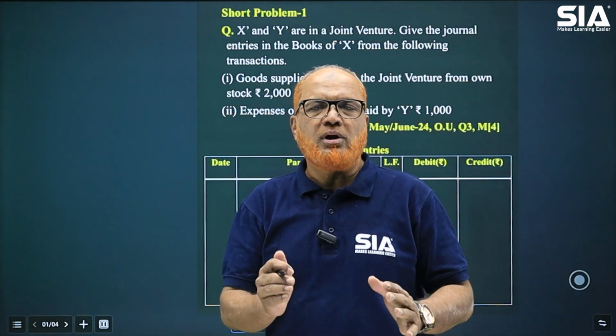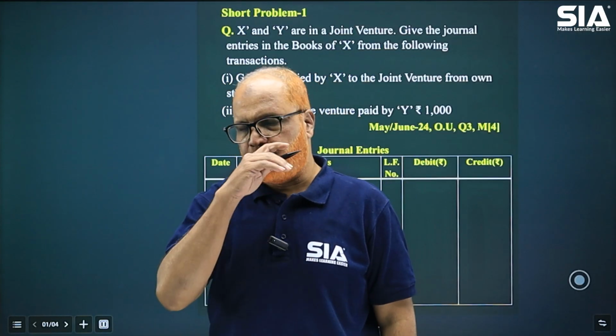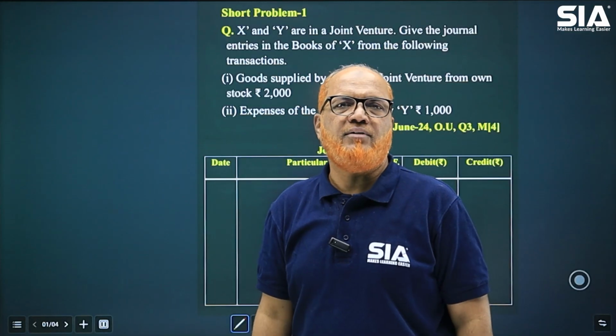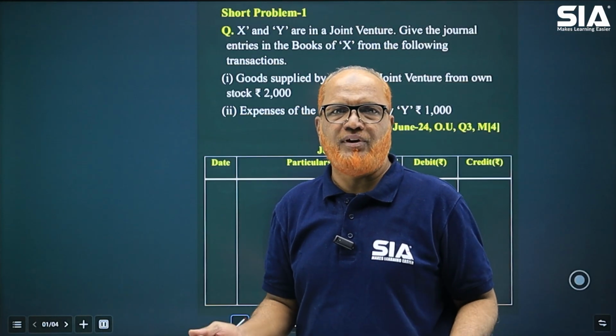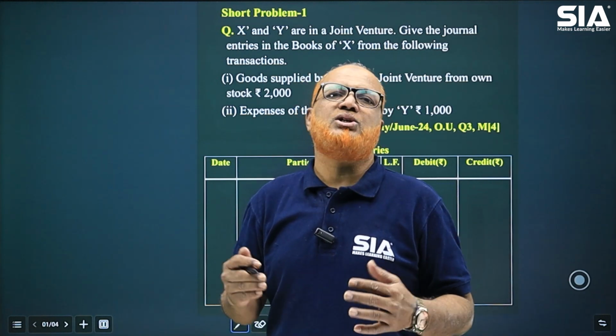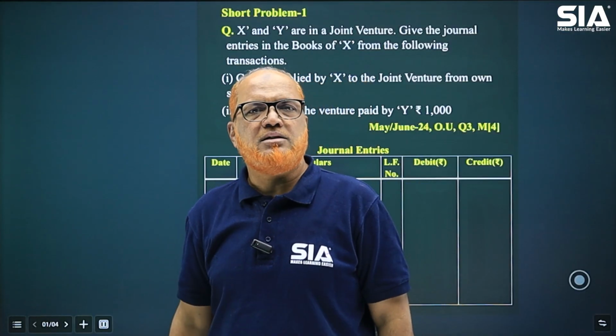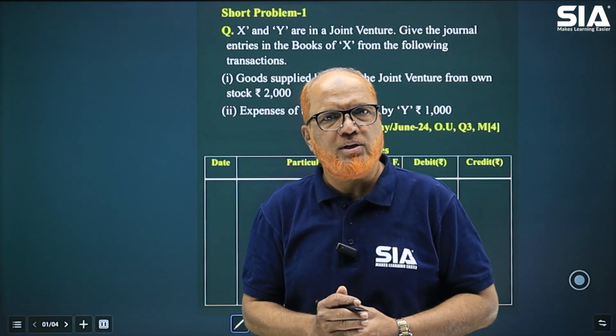So in the last few classes I've explained to you the topic joint venture. I have explained the complete theory on joint venture: features, differences, and the accounting procedure. All these things I've explained. Now I'm going to start the problems on joint venture.